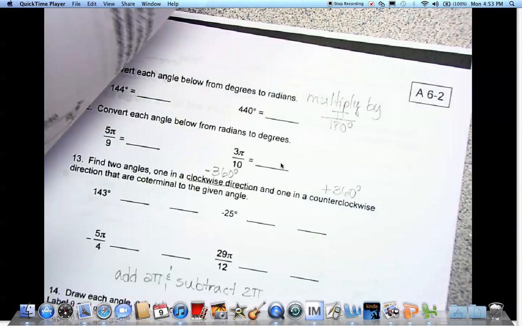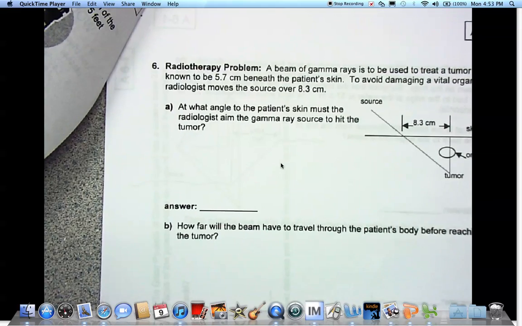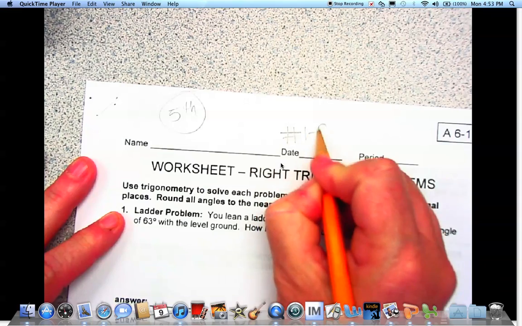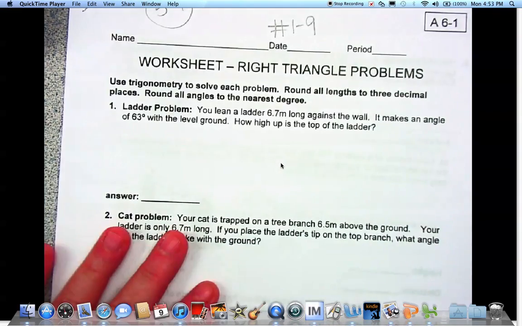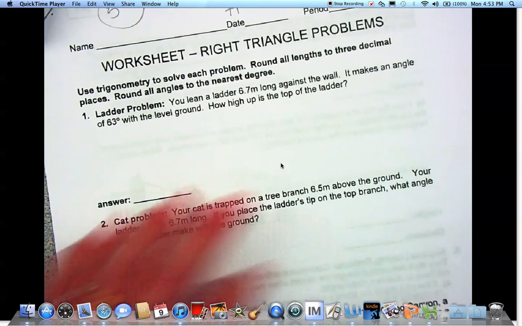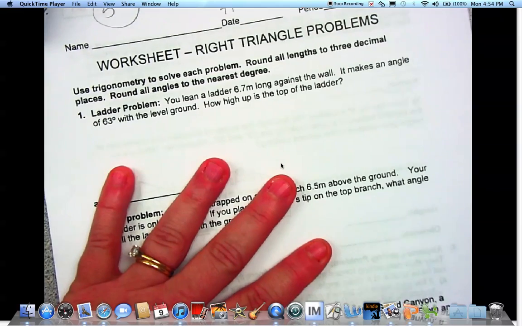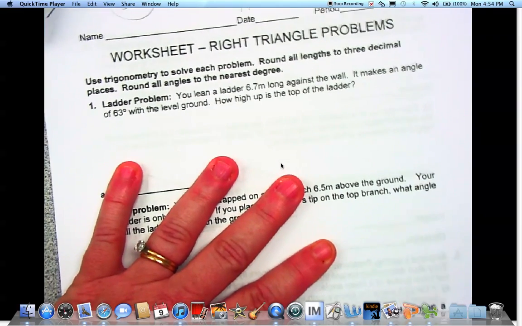Okay, now on your assignment sheet, you have to use this one. We're going to do numbers 1 through 9. Okay, and let me show you this one. It's going to set this one up for you.